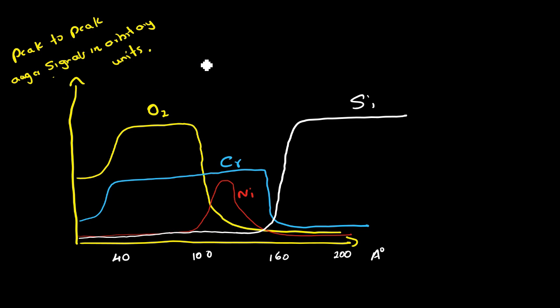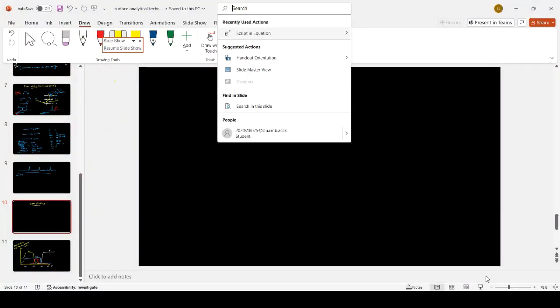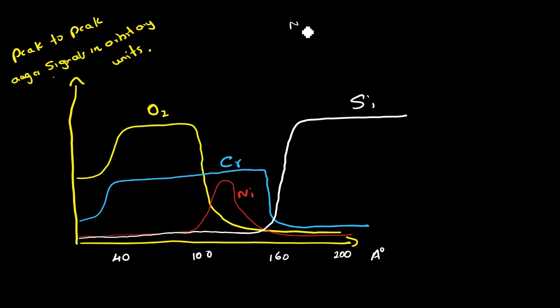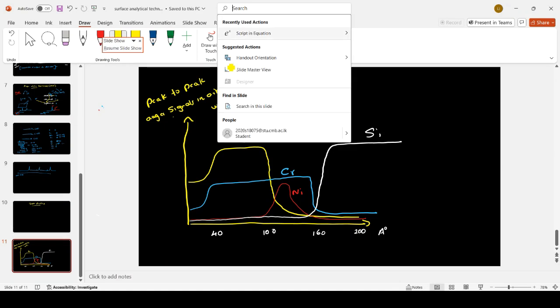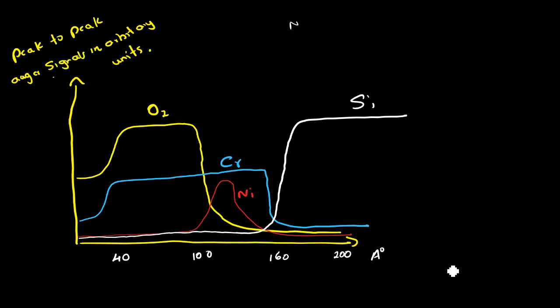Okay, let's have an example. Here I have shown you a spectrum based on the depth profile. Let me explain it here. So here we have nickel, okay, very sorry about it.